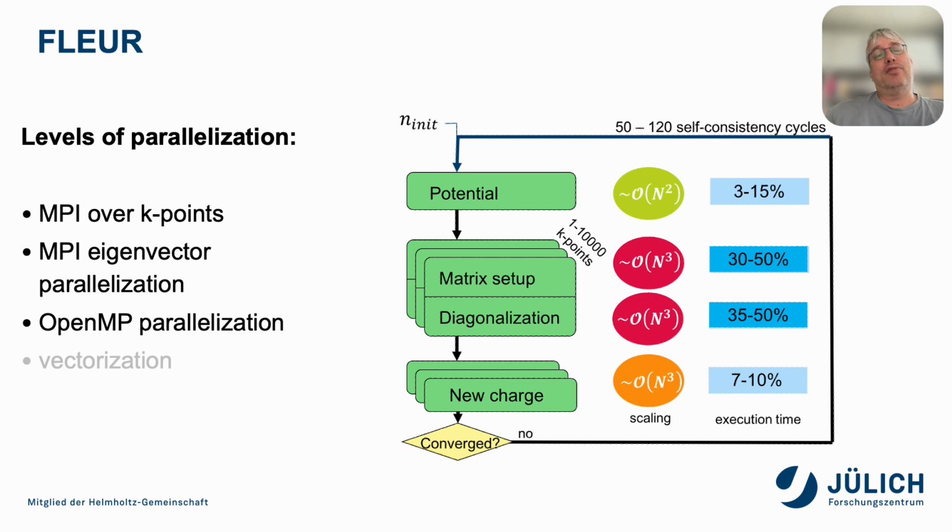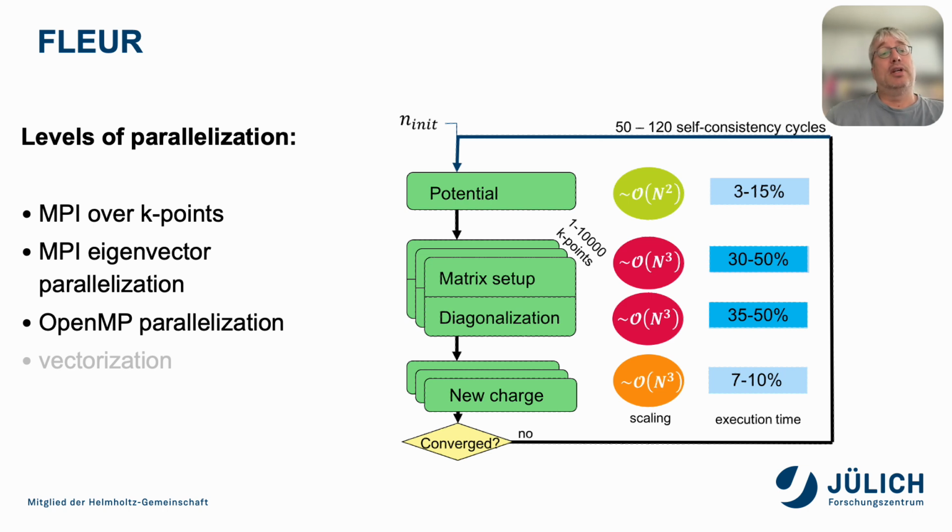And therefore, we have a loop which runs over all these k-points, and this loop can be distributed over different MPI tasks. Here we use MPI. This parallelization strategy can also be deployed over several nodes and can be used to distribute the problem over several nodes.